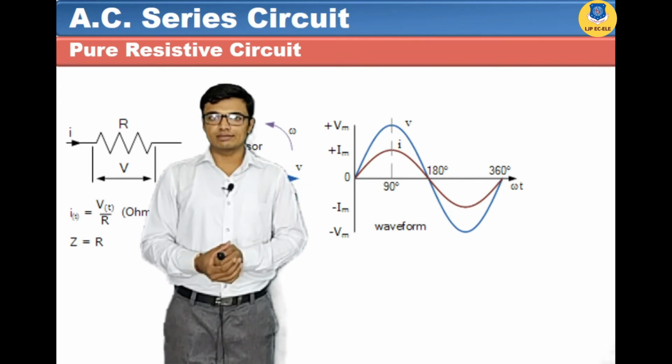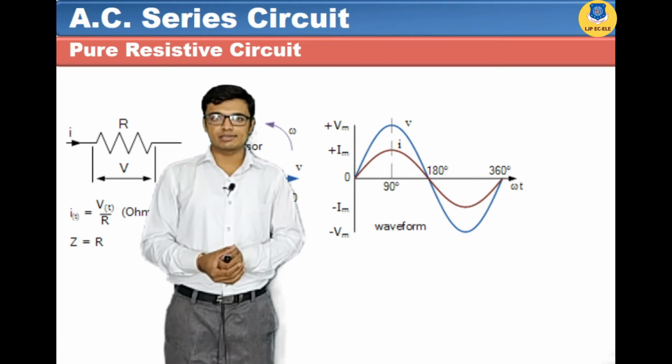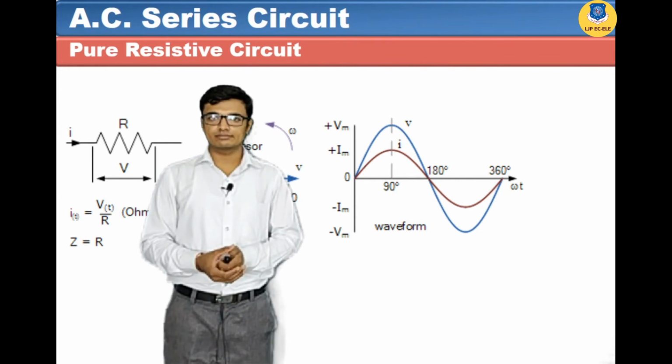And as we know, there is always power loss in a purely resistive circuit. So resistance is responsible for power loss, and the equation for instantaneous power is the product of voltage and current.